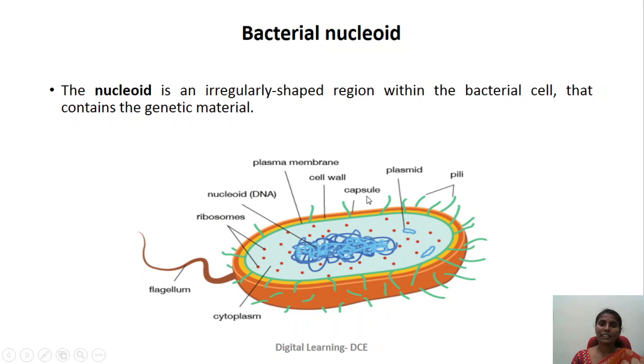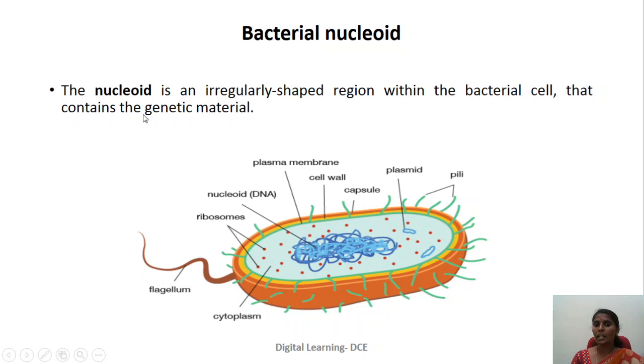Then coming to the bacterial nucleoid. In bacteria, we can observe a special type of nuclear material which lacks the proper nuclear envelope and also a nucleus. In case of bacteria, the nuclear material is simply dispersed, simply floating inside the cytoplasm, and contains tightly packed DNA. This is otherwise known as the nucleoid.